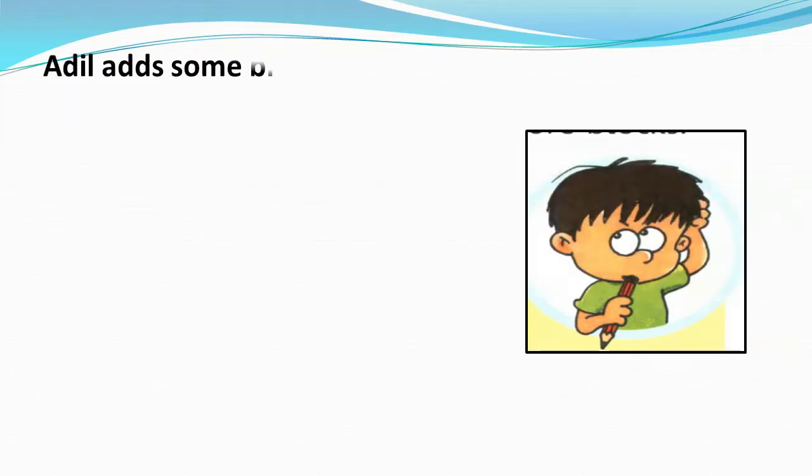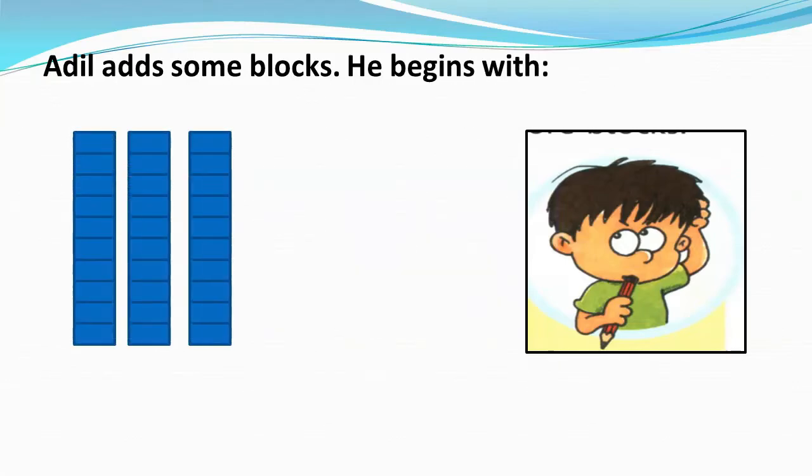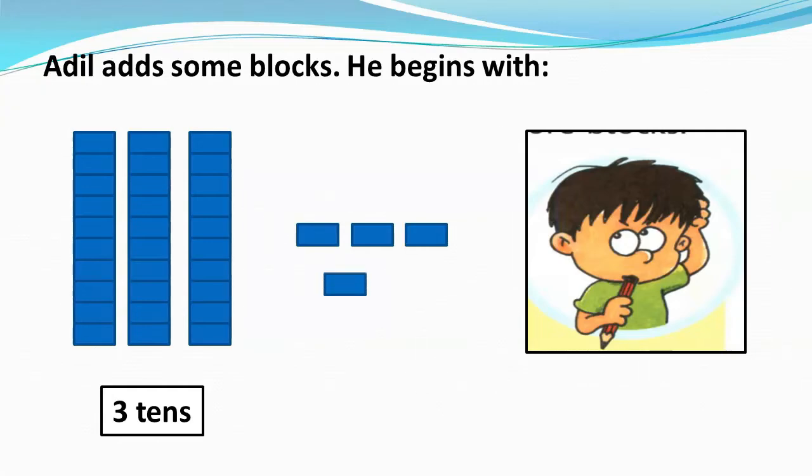This is Adil. He begins with some blocks. Let's count how many blocks there are. 1, 2, 3. 3 tens blocks. And he has some ones blocks too. Let's count. 1, 2, 3, 4, 5. 5 ones blocks. He has 3 tens blocks and 5 ones blocks.